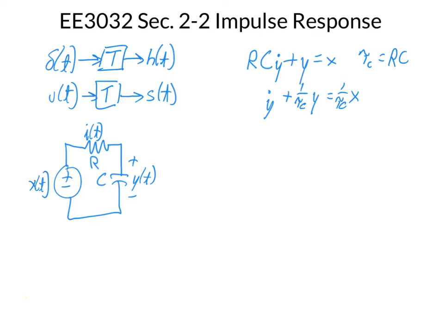Now, if we want to find the impulse response, which is defined as how the system responds when the input is an impulse, and whatever it outputs we're going to call the function h, the impulse response, we need to replace this x with the impulse. And then when we do that, the output of the circuit is known as h. So let's rewrite the differential equation in terms of h here.